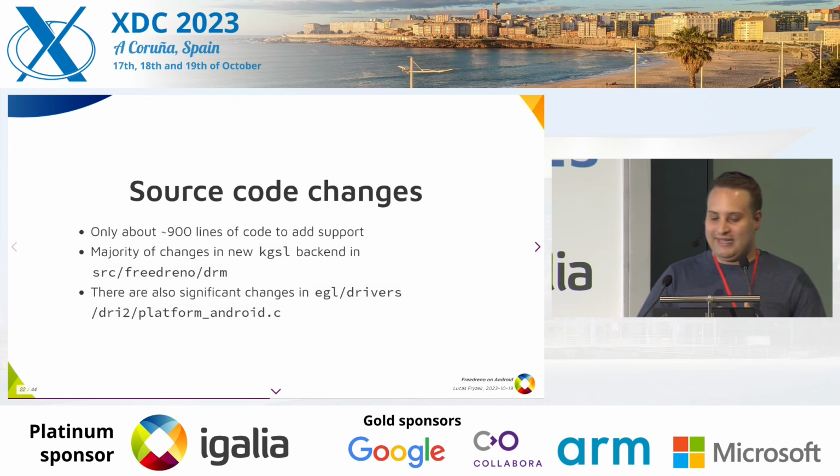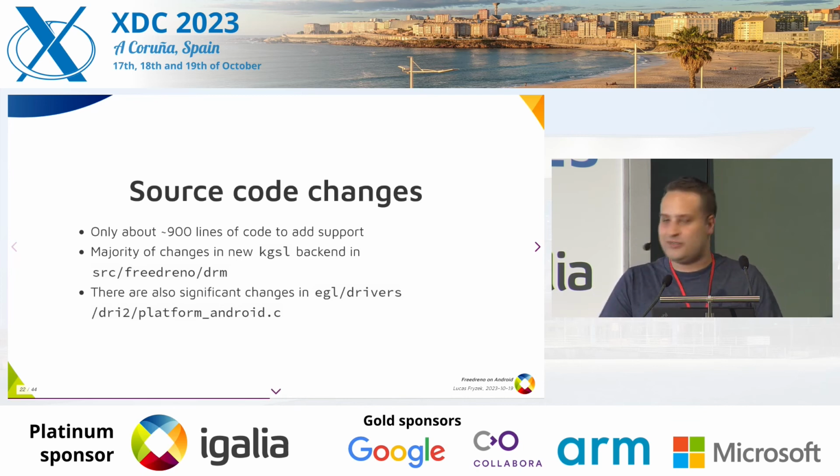So the source code changes to get this all working were only 900 lines of code. It was not that complicated. The majority of the changes were in the KGSL backend folder that I created in source Freedreno DRM. But there were also significant changes in this nice file called Platform Android in the EGL implementation.